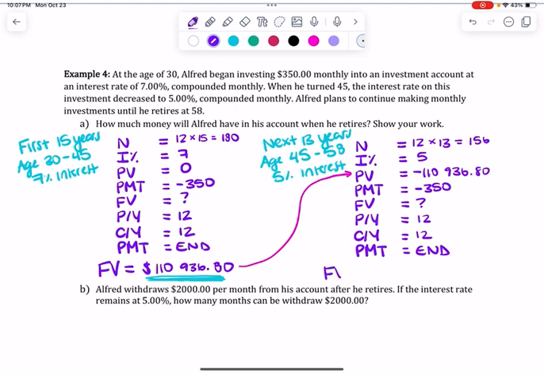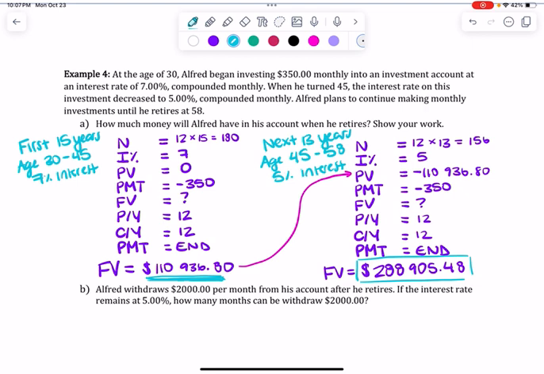When I plug this in and look for my future value, this is going to be the end result, the amount of money Alfred ends up with after that whole period of time, after the whole entirety of those 28 years. So this, in fact, will be my final answer.